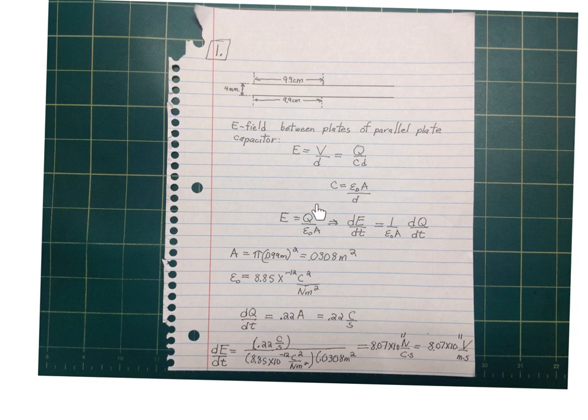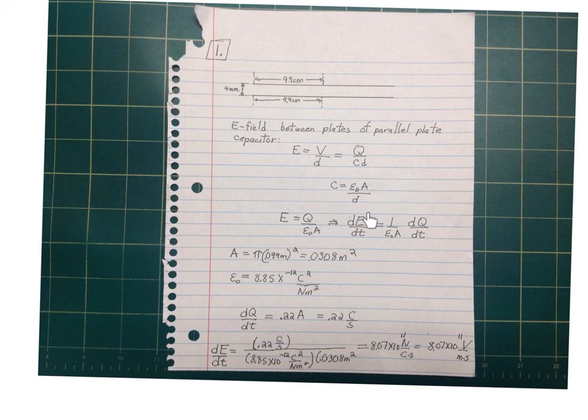And in doing so for this parallel capacitor, I find that the field that exists between the plates as a result of the plates being charged will be the charge that's on the plates at that instant divided by epsilon naught for free space, since there's no dielectric in this spacing, and divided by the area of the plates.